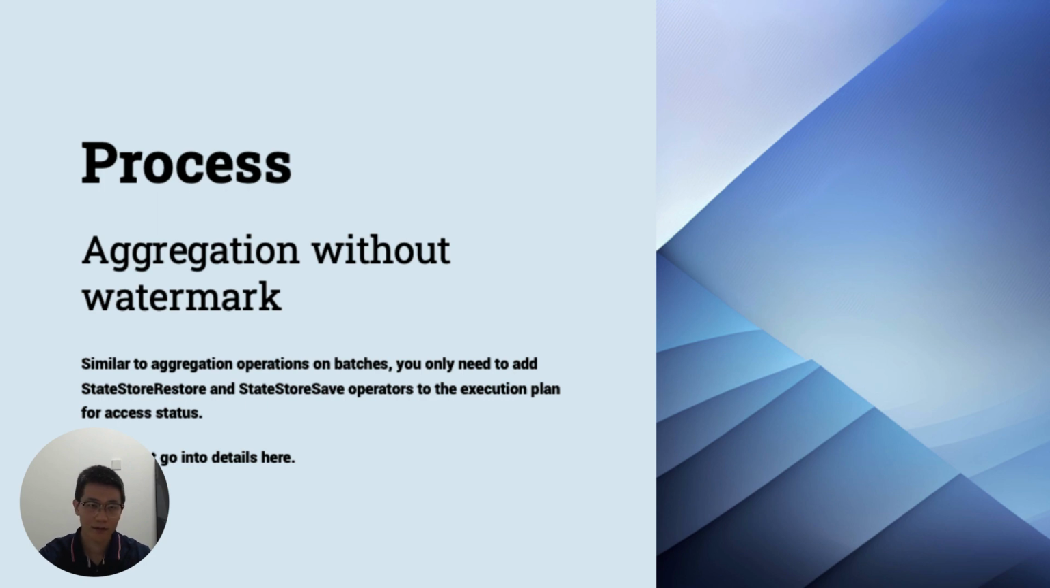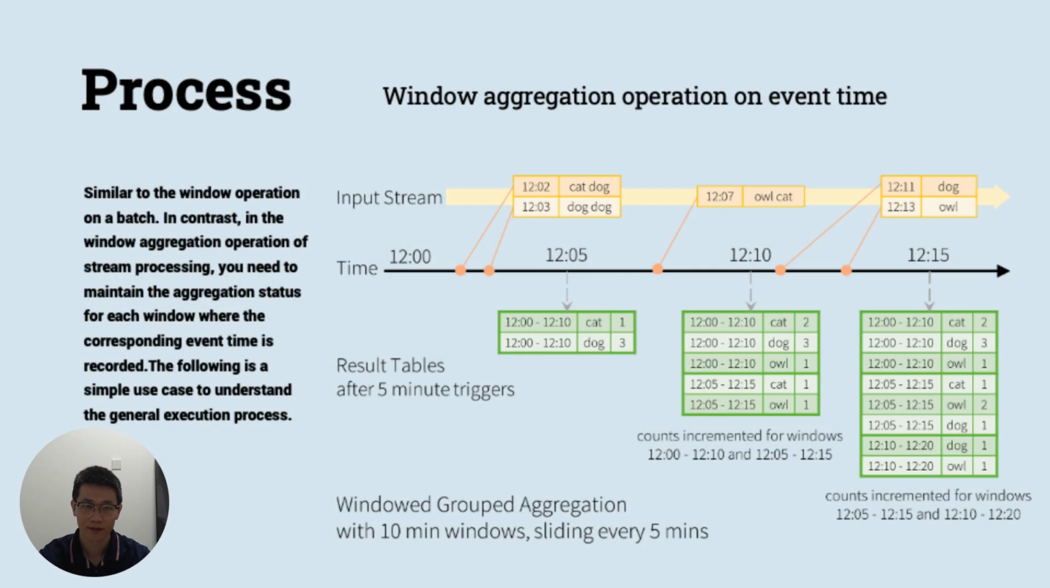Now, let's dive into the processing flow using an example. First, we'll talk about aggregation operations without watermarks, which are similar to batch processing operations. We won't go into details about these operations for now, but they may involve some immediate calculations. Instead, we'll focus on event time in streaming processing.